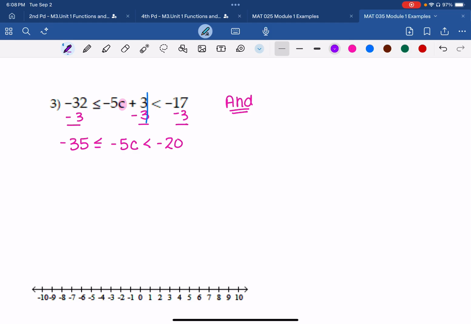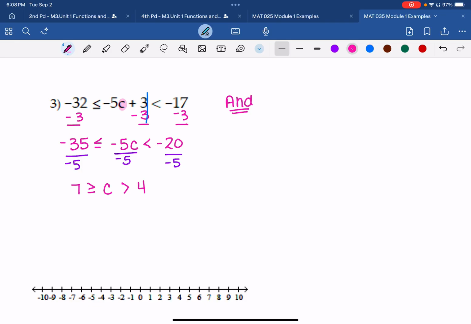Now I can divide by -5 to isolate that c, and I need to do it in all 3 places. Now remember, when we divide by a negative, that means you have to flip those inequalities. So when I do that, I've got 7. I'm going to flip that and make it greater than or equal to. I've got c. I'm going to flip that one and make it greater than 4.